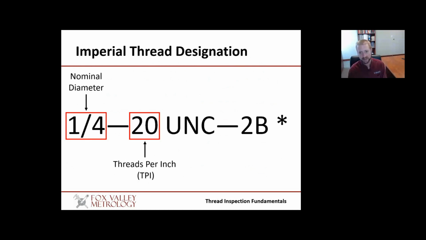So the next thing listed then is the threads per inch. Again, we already discussed this. This is just simply the threads that exist within an inch of the thread design. However, the next one gets a little bit more involved.